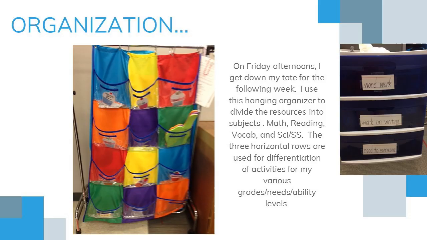So then on Friday afternoons, I pull my tote, my basket, down out of the cabinet, and I start unloading it. I use this hanging rainbow organizer to divide up the resources into subject areas for math, reading, vocabulary, science, social studies. The three horizontal rows are used for differentiation of activities for my various grades, needs, and ability levels. So across the top, I have reading for Tier 1, Tier 2, Tier 3, math, Tier 1, Tier 2, Tier 3, science, social studies, and vocabulary and health as well. So being able to divide it up helps keep things organized. Everything has a spot, and it's easy to access.